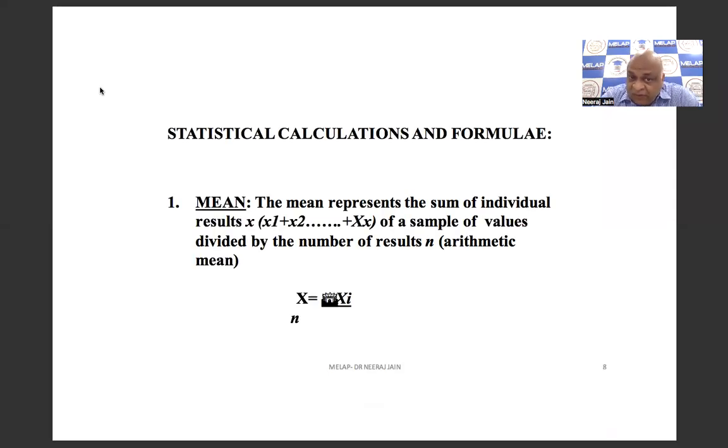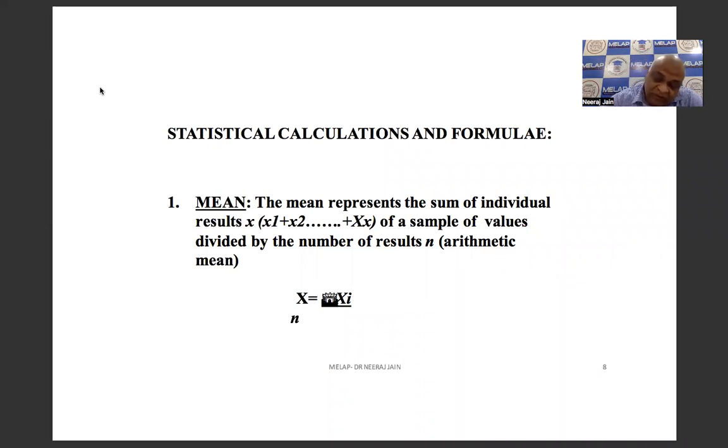Like, we talk about mean. What is mean? Sum of all data points divided by total number of data points. Calculation is simple, but what is the significance? And this is provided to you by your machines in biochemistry and hematology. But the question is, what is the relevance of this mean in our laboratory? See, mean tells you about accuracy. And what is accuracy? How close our result is to true value.